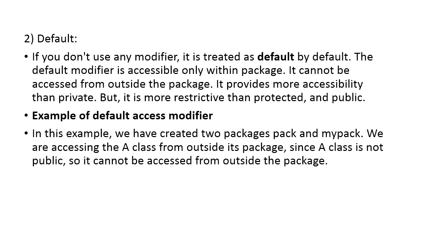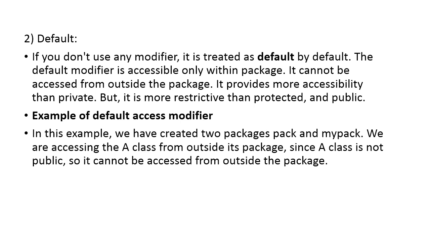Second one is default. If you don't use any modifier, then by default it is treated as default. The default modifier is accessible only within the package, not outside the package. If I am trying to print the data in the method outside the package, then I will get a compile time error. Okay, so an example of the default access modifier I will explain in the next slide.